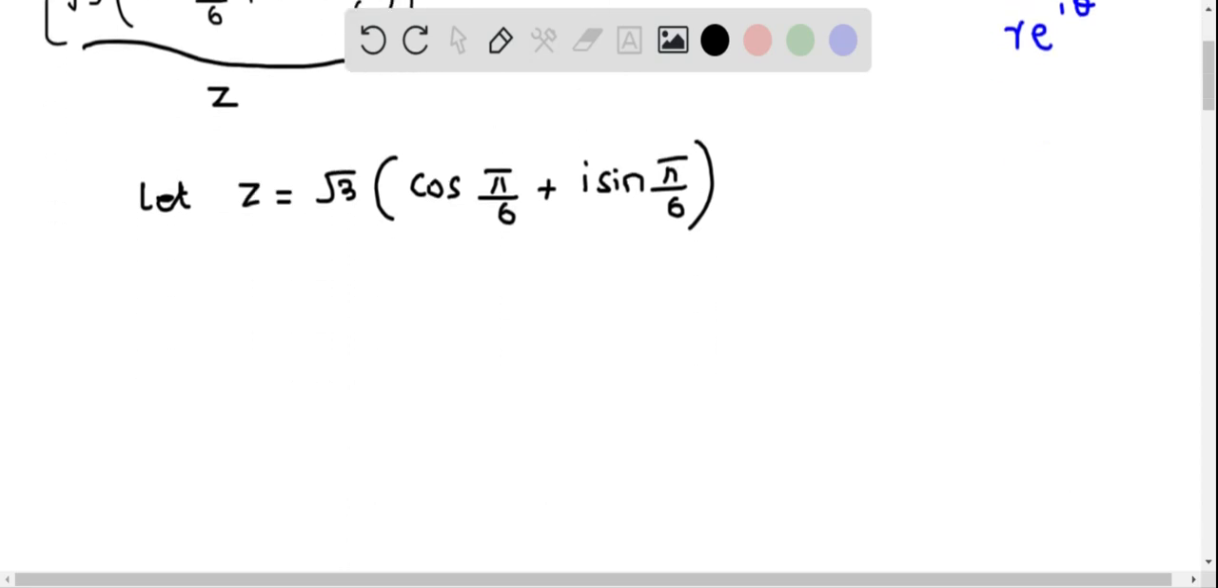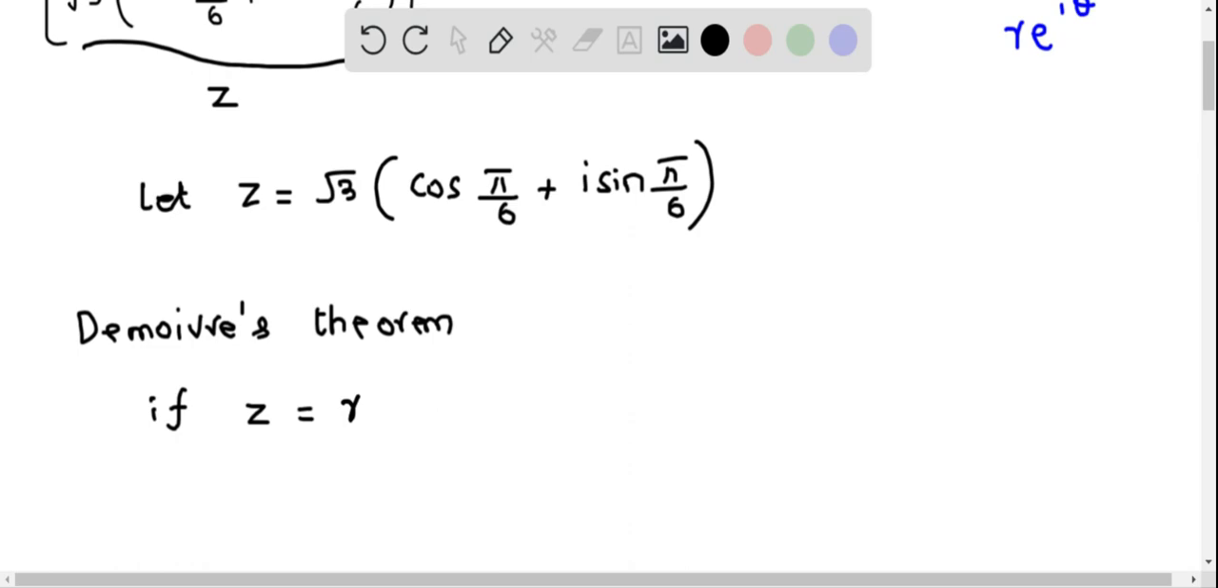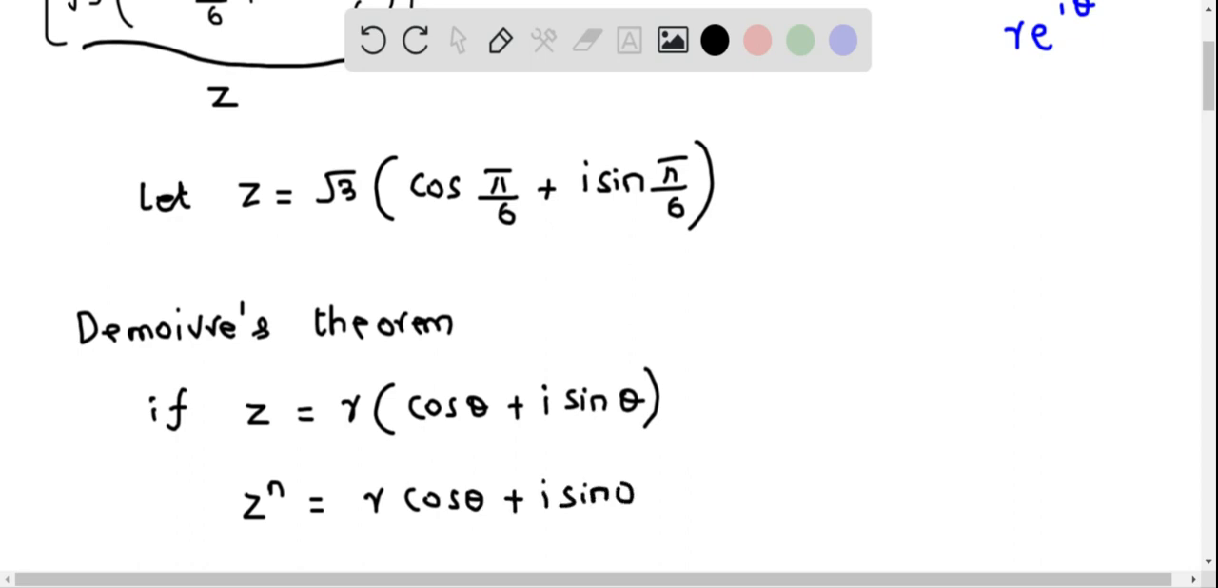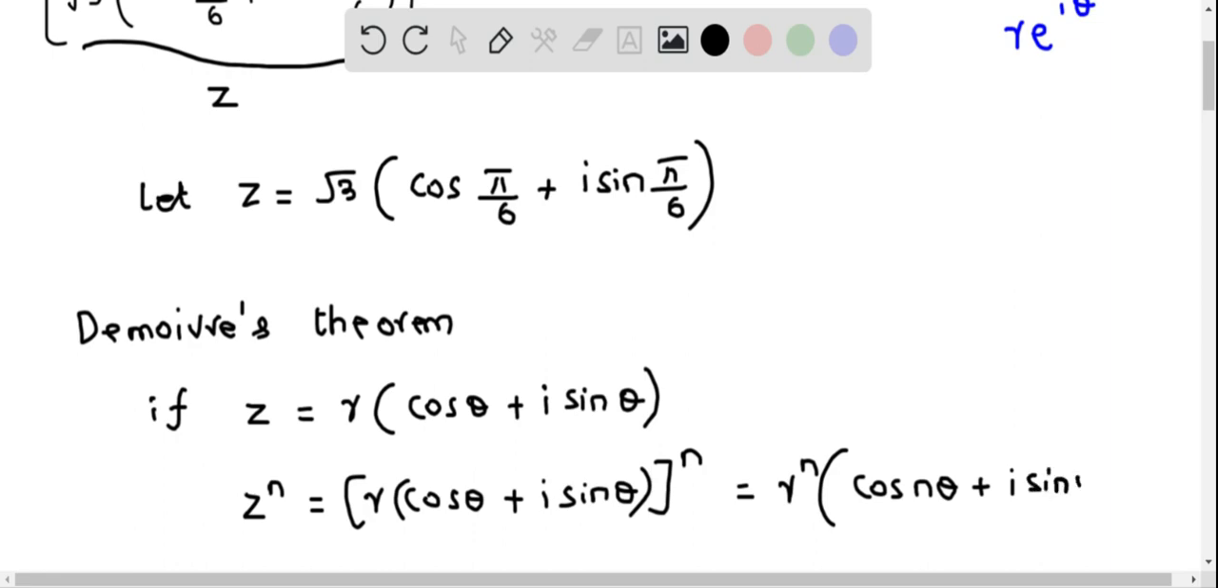And for that we can use de Moivre's theorem, and this states that if z is a complex number which is written in the form z equals r times cosine theta plus i sine theta, then z raised to the power of n, that is the nth power of z, equals r times cosine theta plus i sine theta, all raised to the power of n, and this equals r to the power n times cosine of n theta plus i sine n theta.